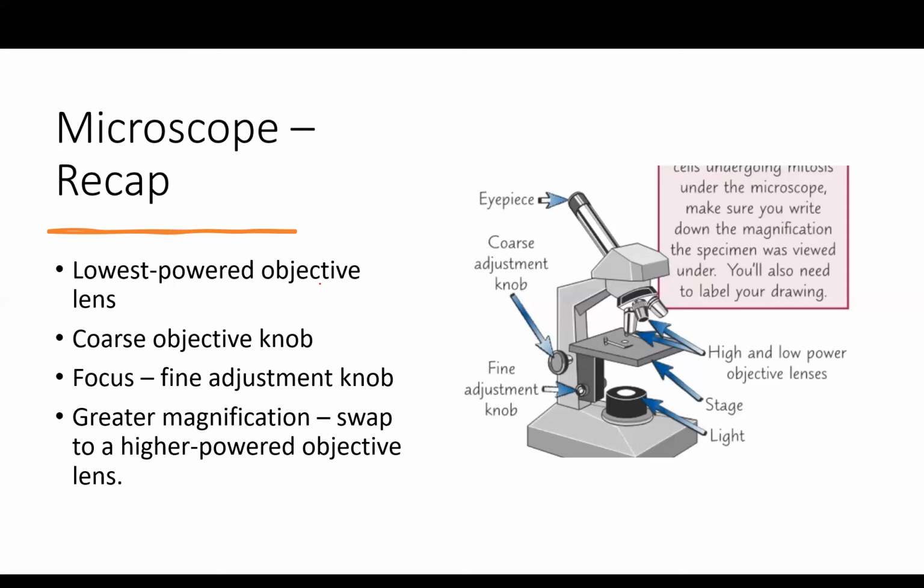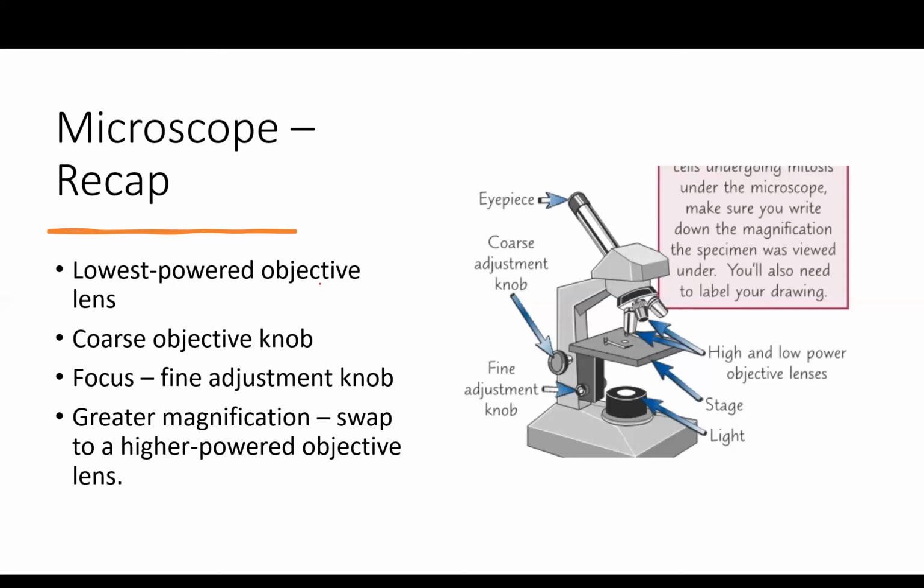And your eyepiece contains the ocular lens. Once you're looking down the eyepiece, use your coarse adjustment knob to move the stage downwards away from the objective lens until the image is roughly in focus. And again, I emphasize downwards. You do not need to bring it any higher. You've got it as high as you need, and then you're going to bring it down to try and get the image roughly in focus.